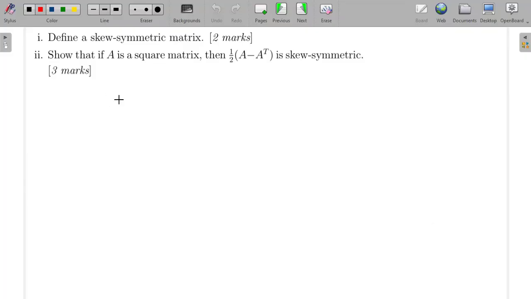All right, so let's look at skew symmetric matrices. The first thing here, they're saying, define a skew symmetric matrix. So your definition should always start with A is a square matrix, for all those special matrices that we discussed. So here I'm going to say, let A be a square matrix.